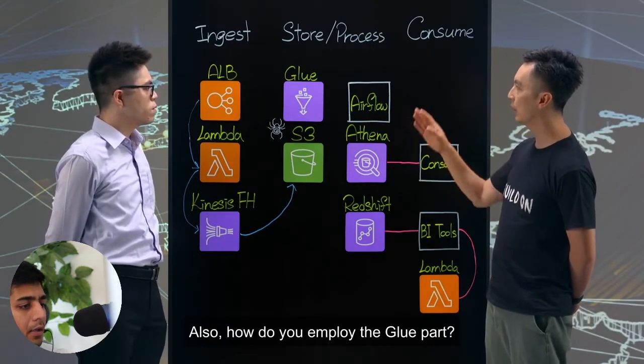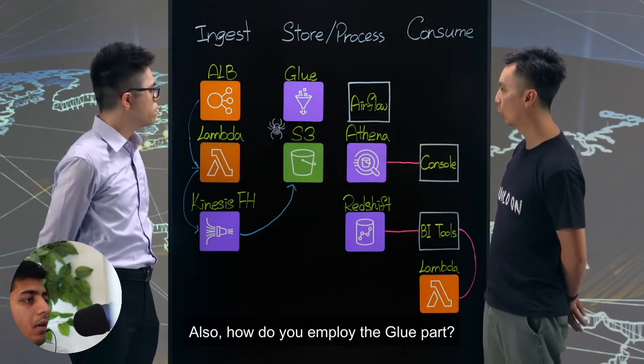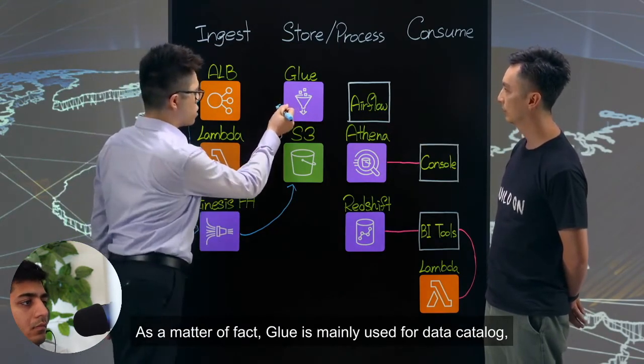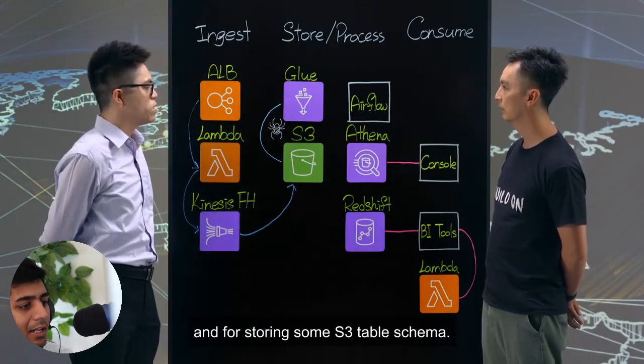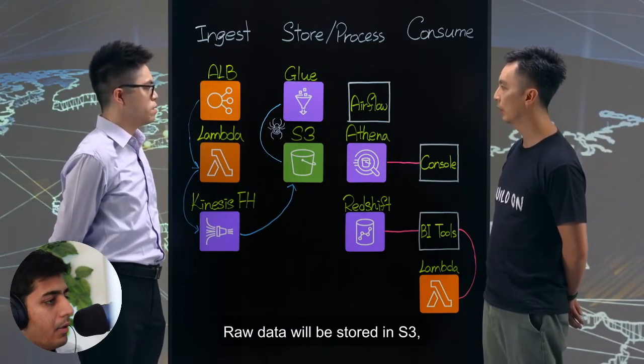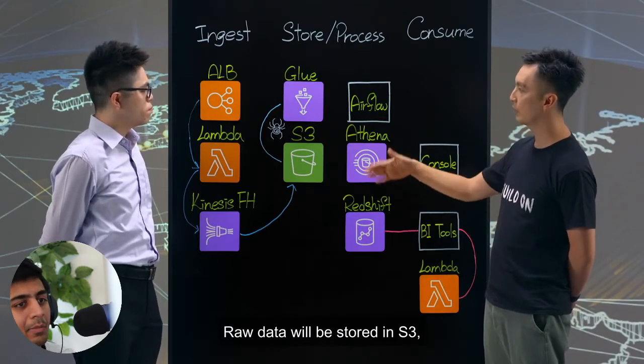Glue essentially is a data catalog, right? So table and schemas essentially.